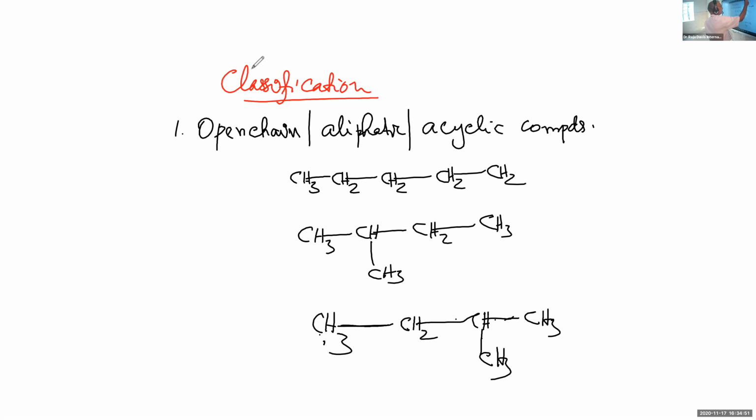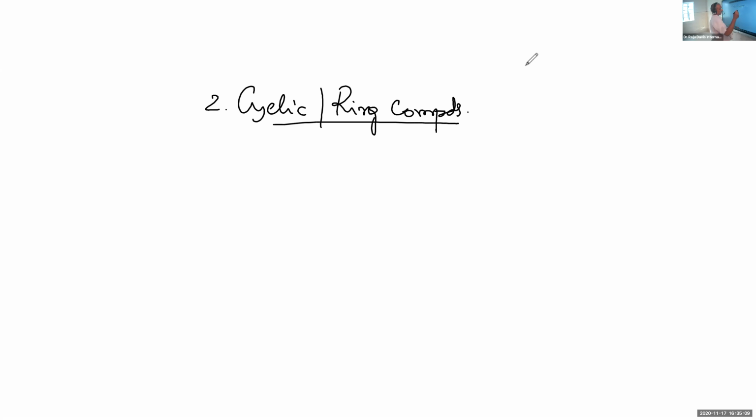Now let us go to the second type: cyclic compounds, or ring compounds. In the cyclic compounds, there will be a ring closure. All the bonds will be forming a ring. Unlike the previous one, the chain will be closed.